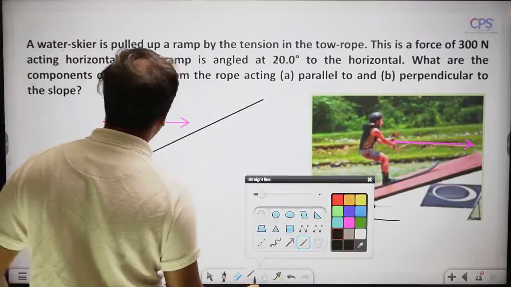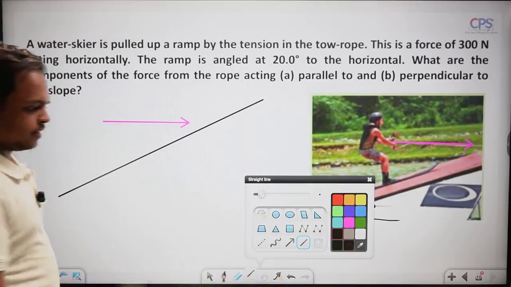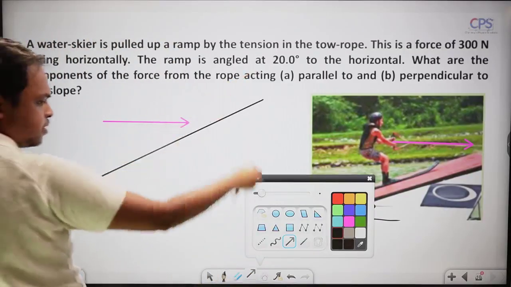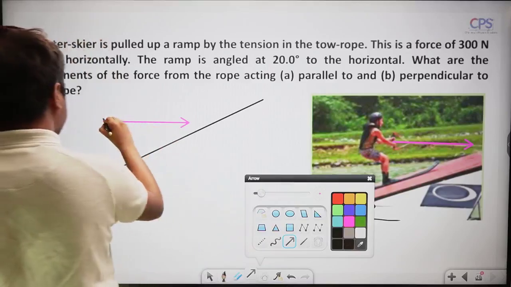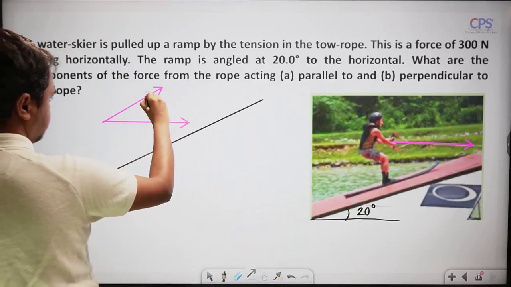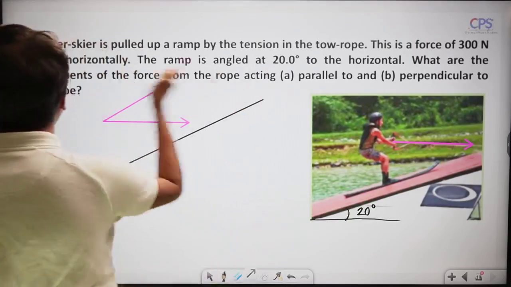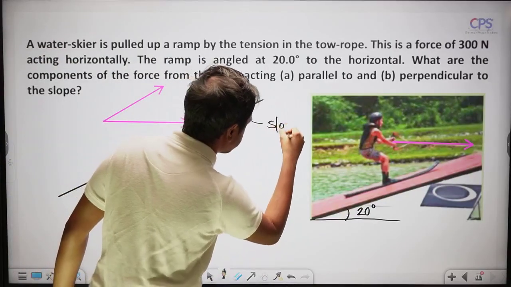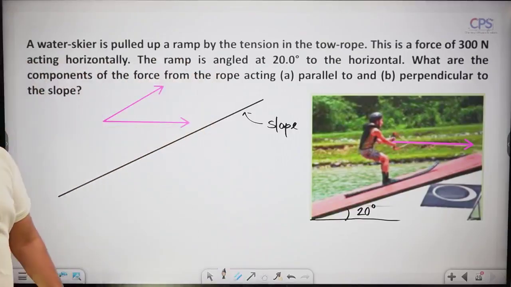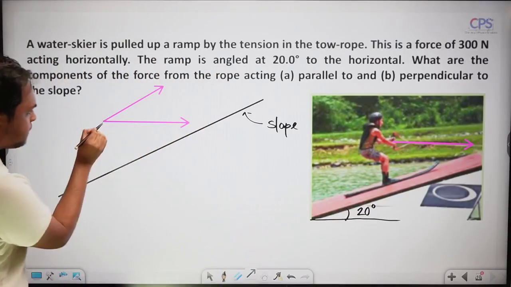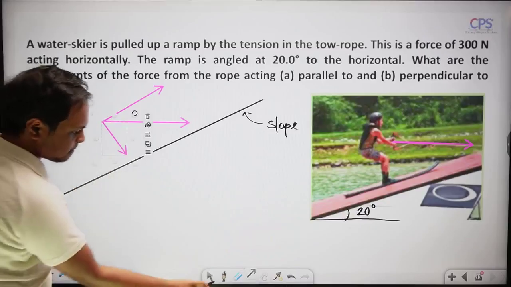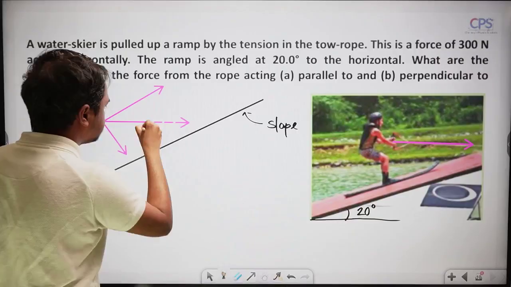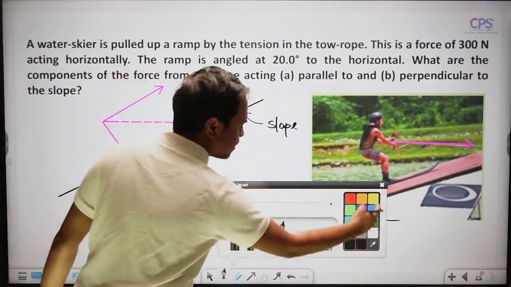Now we need to get two components of it, the parallel one, parallel to the slope. So we need to get this component, and also the perpendicular to the slope. So this is the slope, or the ramp, okay, and this is perpendicular. So we need to get these two. So we are resolving this one to get these two, okay.